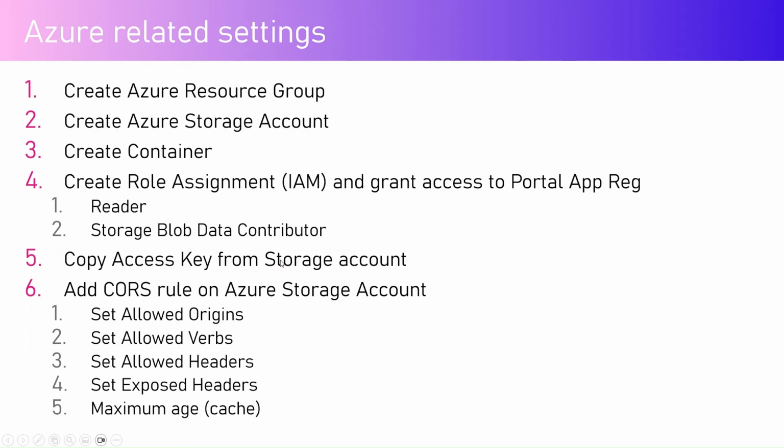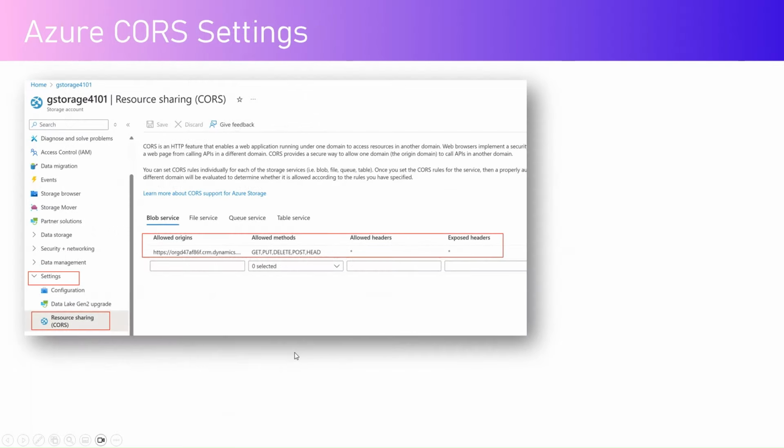You copy the access key from the storage account, which is important for you to take and put it in the Power Pages management site. And in Azure, you need to set the CORS rule, the cross origin resource sharing rule. So set allowed origin, set allowed verbs, set allowed headers, exposed headers, and maximum age in seconds.